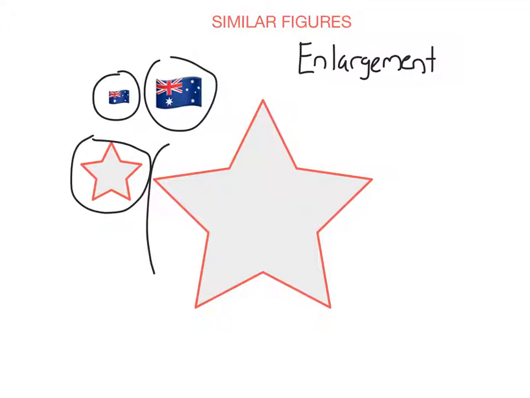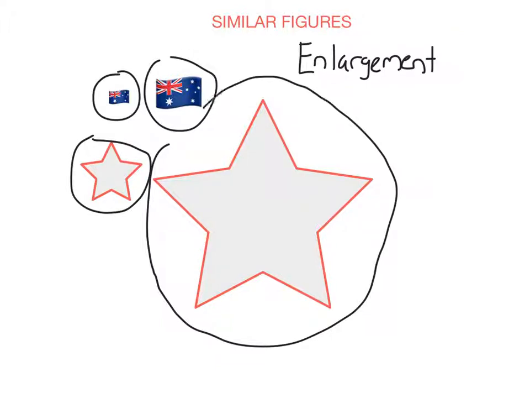This shape and this shape here, they are similar figures. The second one is just an enlargement of the first. When they're not similar figures is if they are not just an enlargement of the other. So just because two things are the same shape, it doesn't necessarily mean they'll be similar figures.